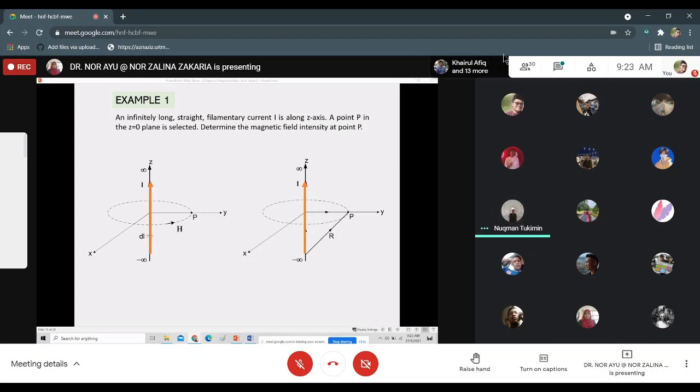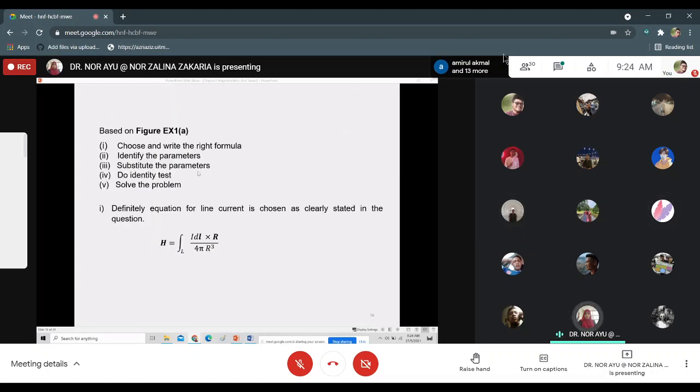R, DL, lagi? Vector R. Another one, magnitude R, dia akan bagi. Okay, the magnitude. Alright, so here you can see that this is the step. So step dia sama juga like before. So choose and write the right formula.